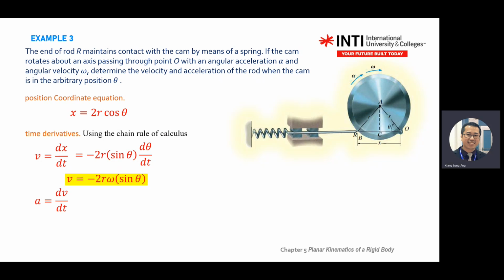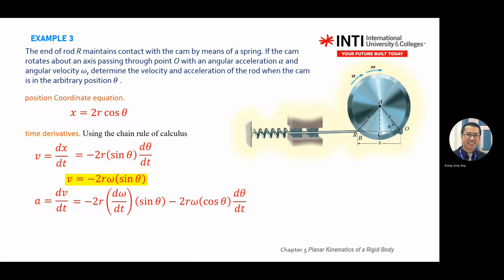Your a equals dv/dt. Again, you do chain rule again. What is constant here? Negative 2R. You pull this one out. This is u, this is v. Do chain rules. You get a long equation. So you will get this equation. d omega/dt is linked with what?